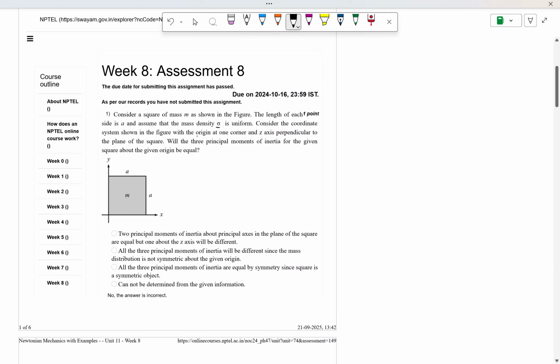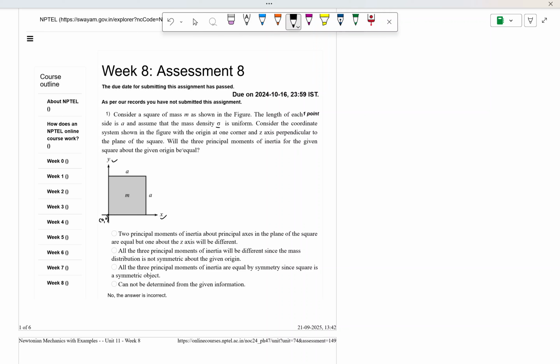Now consider the coordinate system shown in the figure with the origin at one corner. That is the origin for your case. The z-axis is perpendicular to the plane of the square, meaning this is the xy plane, this is x and this is y, and the square is lying on the xy plane. So the z-axis is basically perpendicular to this plane.